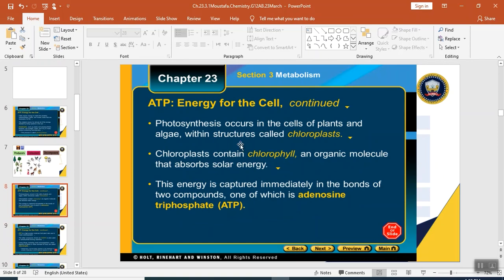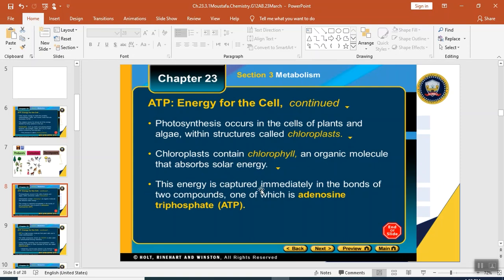Now, ATP, energy for the cell. Photosynthesis occurs in the cells of plants and algae within a structure called the chloroplast. So, the chloroplast is the organelle which is responsible for photosynthesis. The chloroplast contains chlorophyll, which is the green pigment, also an organic molecule that absorbs solar energy. So chlorophyll is a green pigment and can absorb solar energy.